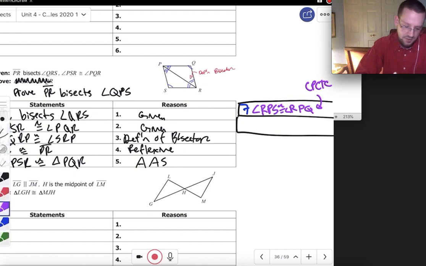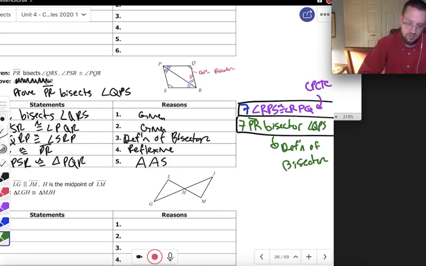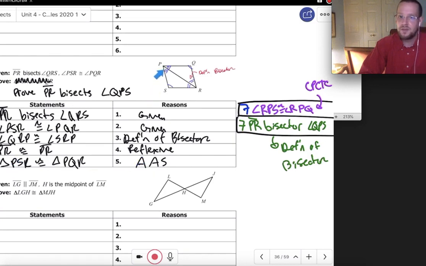And now, because these two angles are the same, we know that PR is the bisector of angle, this is what we wanted to prove, of angle QPS. And why do we know that? Well, the reason for this is the definition of the bisector. Notice that we said, okay, two triangles are congruent. Well, that means that these two pieces have to be congruent because the triangles are congruent, CPCTC. If these two pieces are congruent, that means that's a bisector. So if these two angles are congruent, then that must be a bisector. The segment must be bisecting the angle.